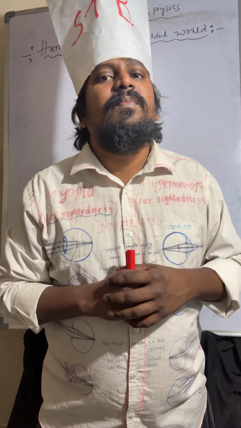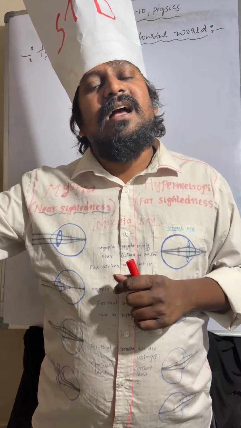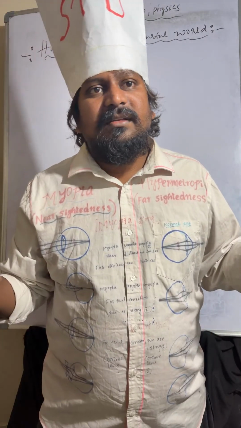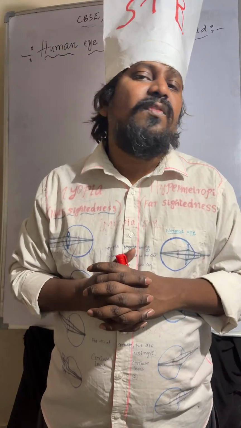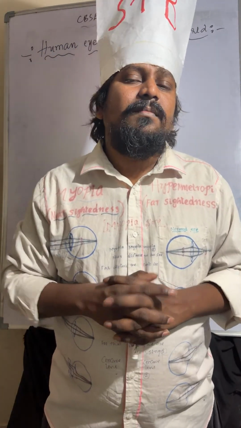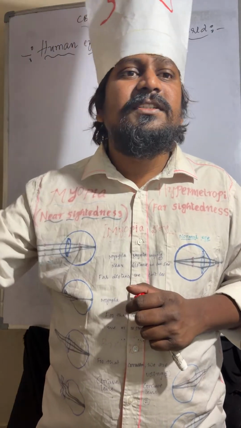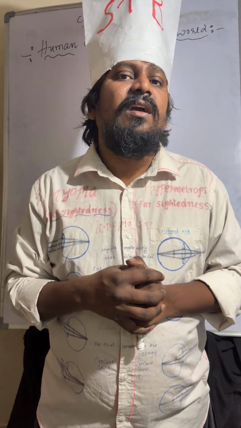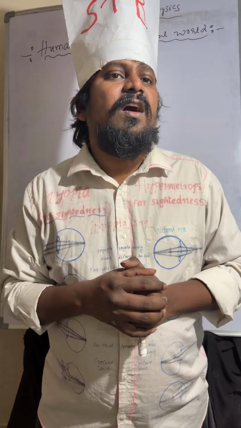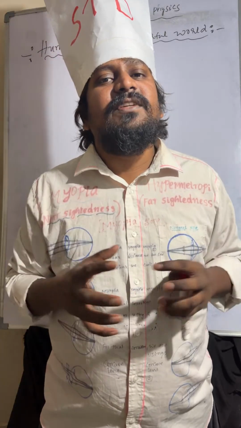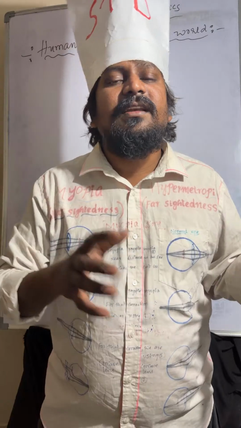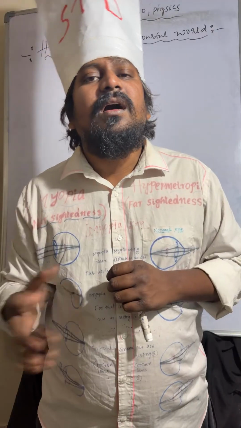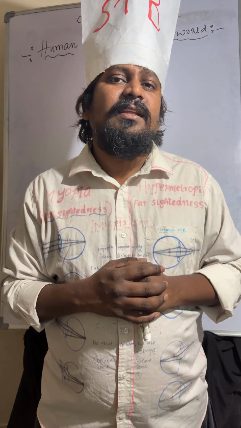Coming to the far point, the maximum distance up to which a person is able to see clearly without any strain is called the far point. The far point is infinity. The range of vision is 25 centimeter up to infinity. Understood? So that is the range of vision.